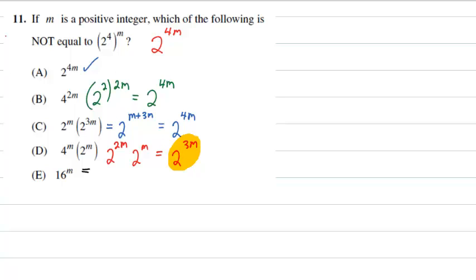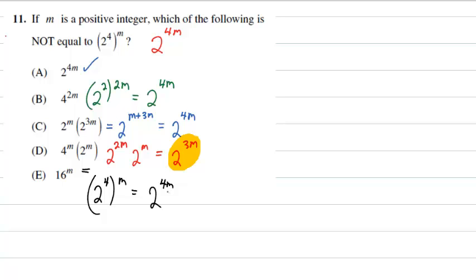But let's go ahead and just look at choice E, 16 to the m power. That would be 2 to the 4th to the m power. So it would be 2 to the 4m power. So that one actually is equivalent. So the correct answer there is that D is not equal to the other choices.